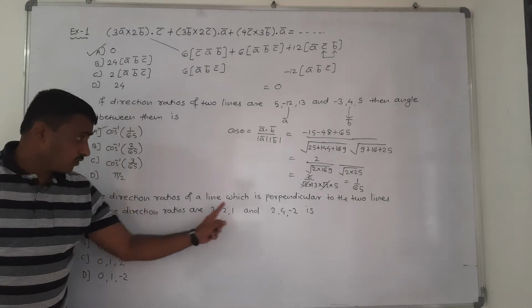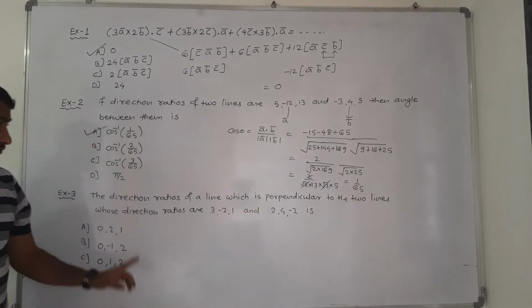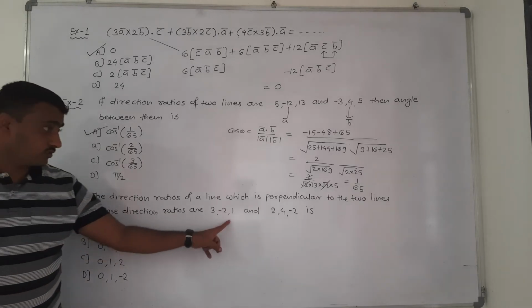Next, example number 3. The direction ratios of a line which is perpendicular to the two lines whose direction ratios are.